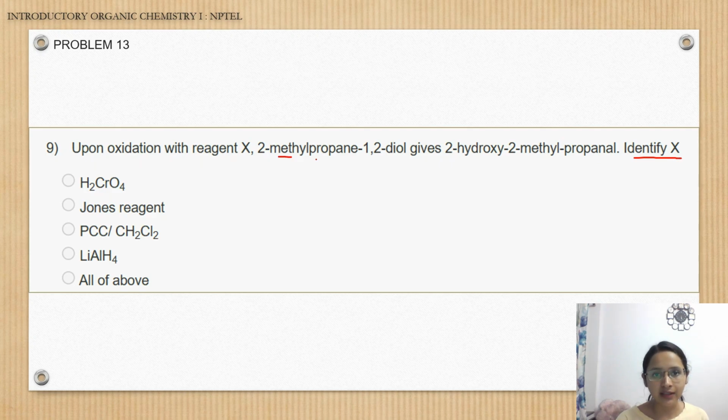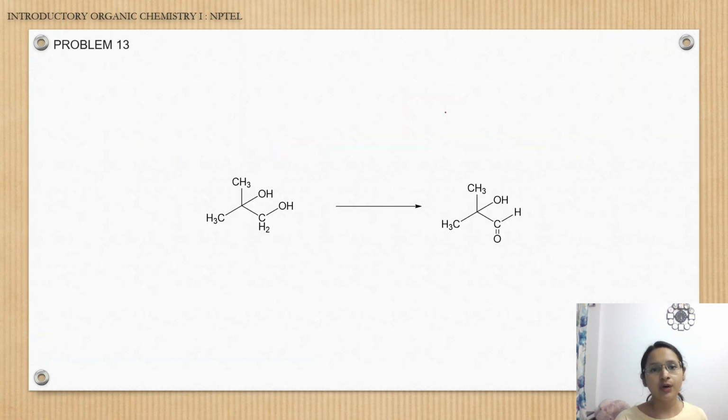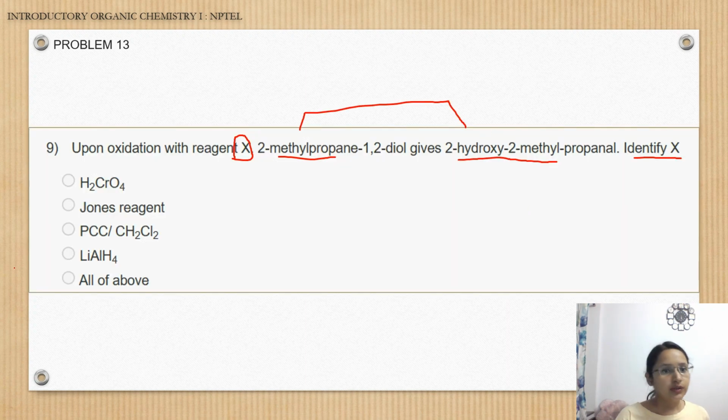Basically, they are giving you a reactant, giving you a product, and you have to assign the reagent. Which reagent will undergo the conversion from this reactant to this product? So now coming to the structure of this reactant and product: it is the 2-methyl propane-1,2-diol, the reactant, and 2-methyl-2-hydroxy propanol. Here, these are the four reagents, and you have to tell me which is the reagent X which is governing the oxidation. So now this is chromic acid, Jones reagent, PCC, LAH.